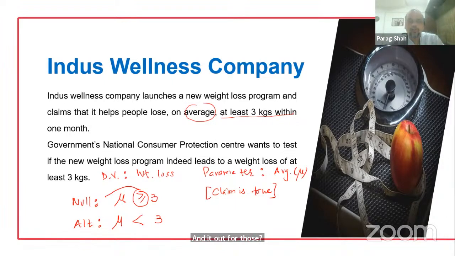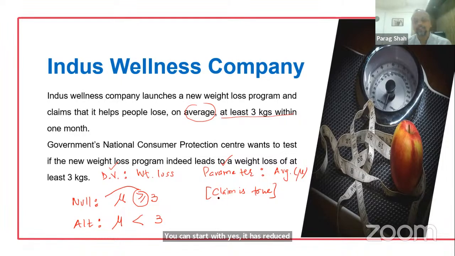Whichever problem you are addressing, whichever problem you are trying to solve, this is how it has to be started with. What is your decision variable? Which is our parameter of focus? Then what is the question asked? The question asked is, is it indeed at least 3 kgs reduced or not? So you can start with yes, it has reduced or it has not reduced. You can start with any one answer.